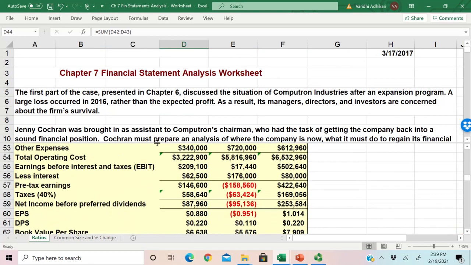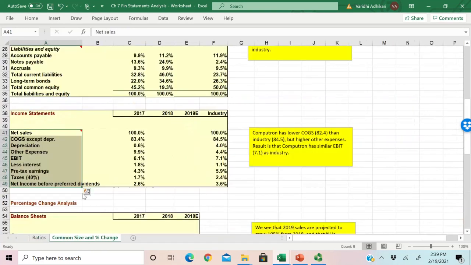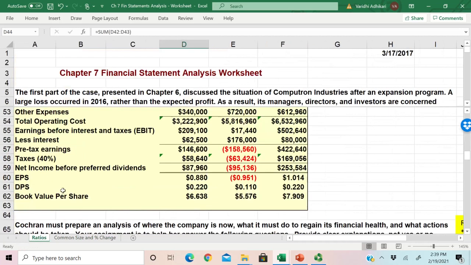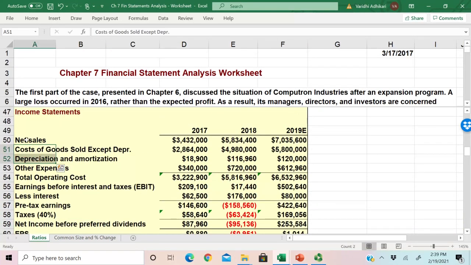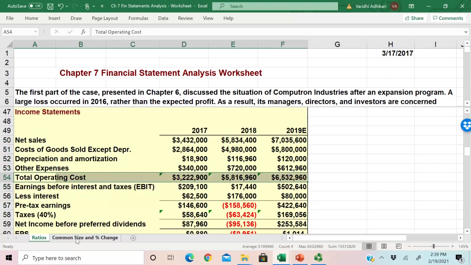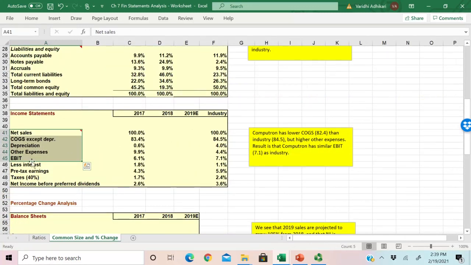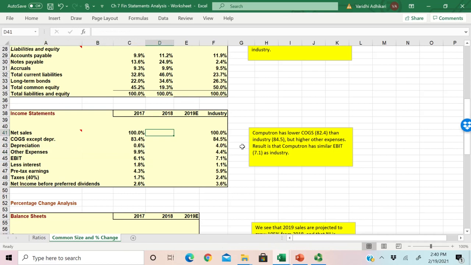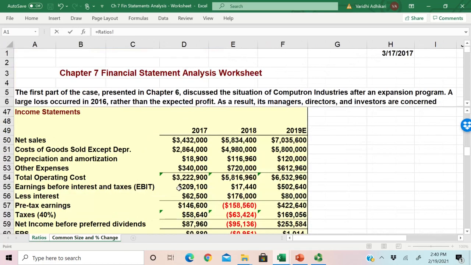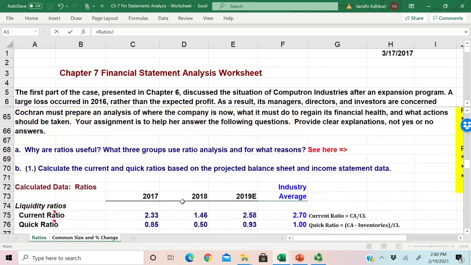For example, it does not have, so net sales, cost of goods sold, depreciation, other expense, EBIT, so it goes to EBIT directly here, whereas here it goes net sales, cost of goods sold, depreciation, other expense, total operating cost. So this does not have total operating expense as a separate item, so you have to be a little bit careful here, but the same idea. In 2018, the first one is going to be 100% because everything is divided by sales, right?